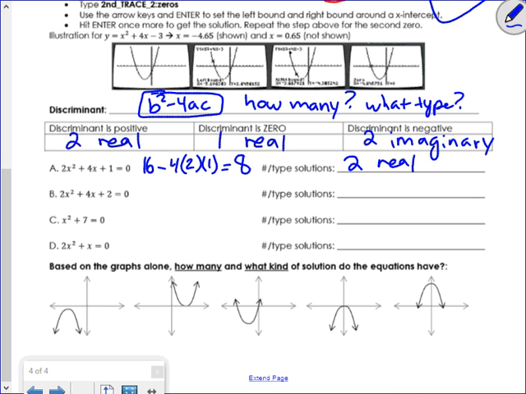16, so I took, this was b right here, so I took the 4 and I plugged it into the discriminant, 4 squared is 16. I'm taking each of these numbers right here, the a, the b, and the c, and I'm plugging it into my formula.